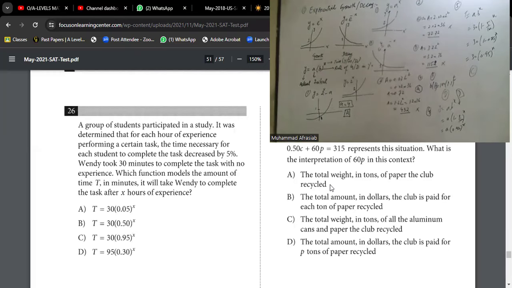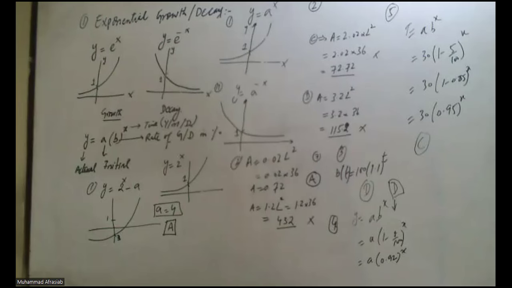So these are the questions regarding exponential growth or decay for this topic. We will find another paper from this set where the exponential growth or decay will be defined.